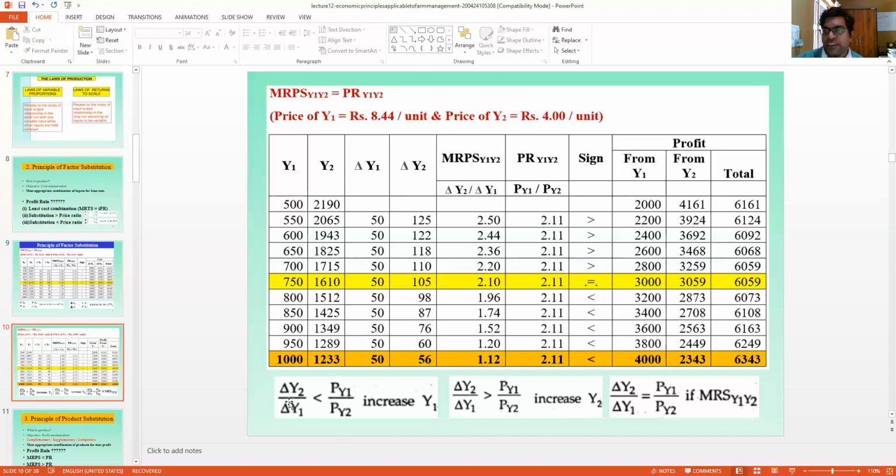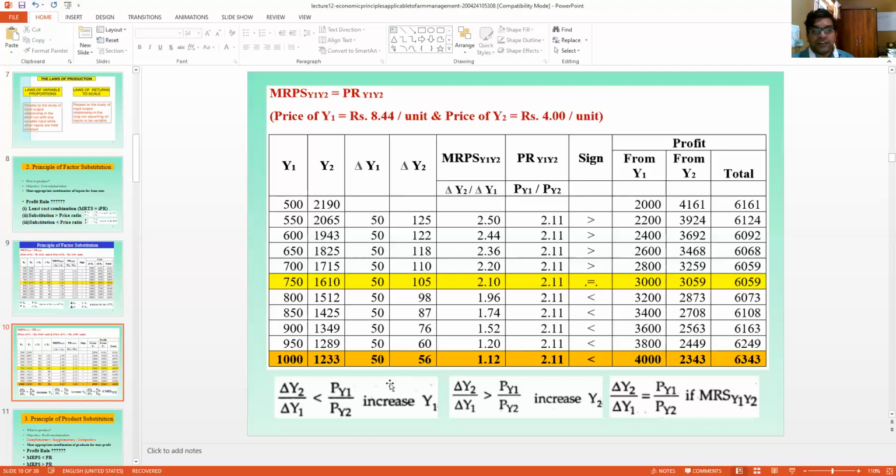Similarly, if the MRPS of the product relationship is less than P of Y1 upon P of Y2, then what to do? You see here, this is your MRPS 1.52 and this is your price ratio 2.11. So the MRPS is less than the price ratio. What does the farmer have to do? The farmer is getting a profit of 6163. So the farmer has to increase Y1. From 900, the farmer is increasing Y1 to 950. He is getting a profit of 6249, which is more than 6163.